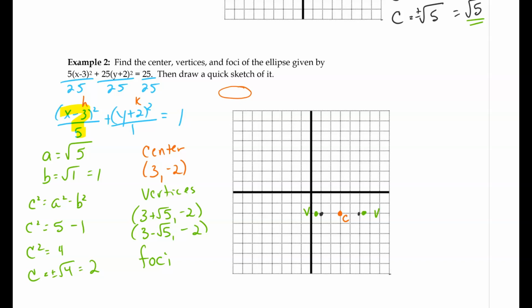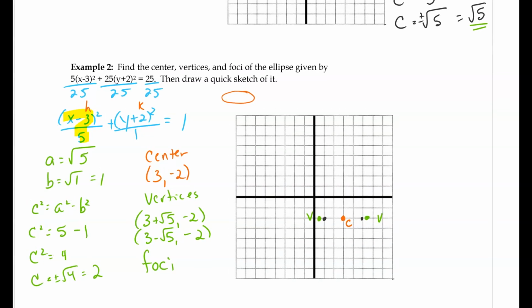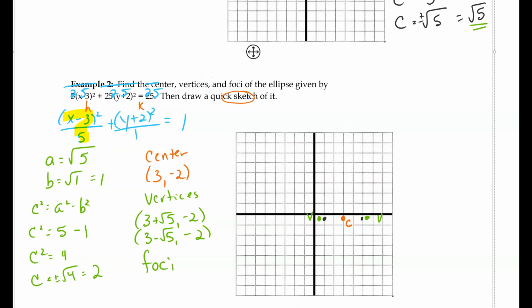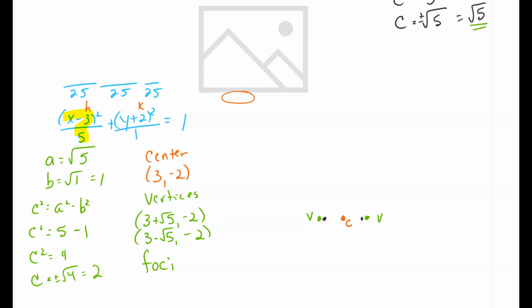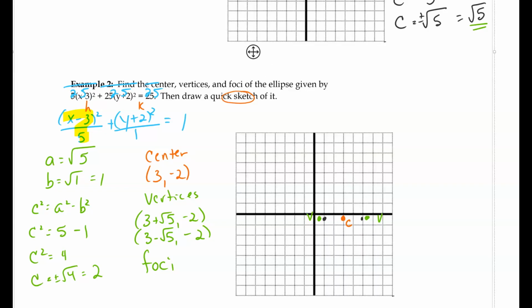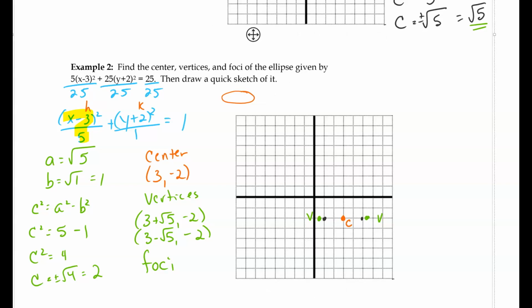Okay, and the reason why we do it like that is because remember, everything's still based off of our center, and the foci and the vertices have to be on the major axis. So what are we doing here? We're going to go by 3. Here we go.